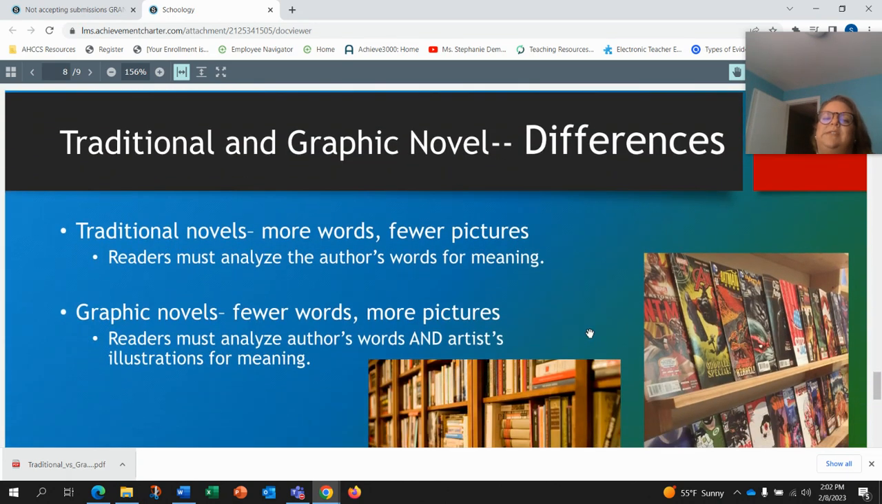So some of the differences are: traditional novels obviously have more words, fewer pictures, and readers must analyze the author's words for meaning. Graphic novels have fewer words, more pictures, and readers must analyze the author's words and the artist's illustration for meanings.